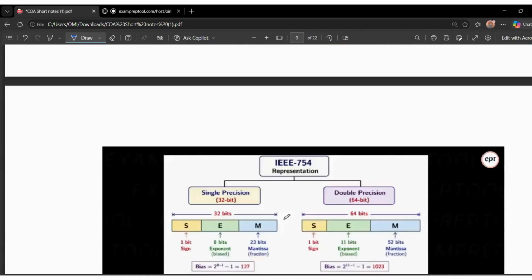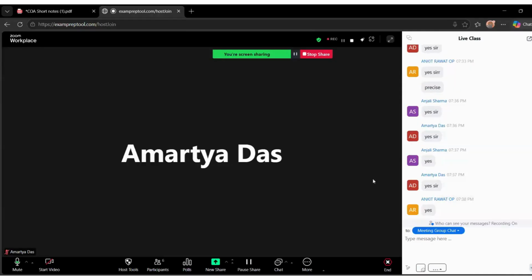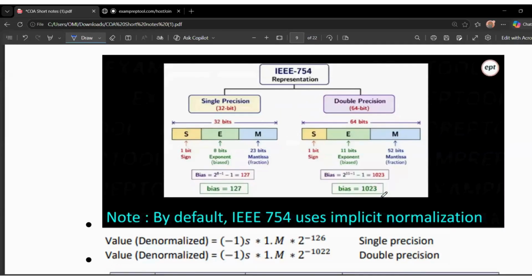Then comes the IEEE 754 representation, to solve that particular issue of the conventional representation. It is divided into two: single precision and double precision. This is most important; many PYQs are there. Single precision has 32 bits, double precision 64 bits. So you have to remember this, right?